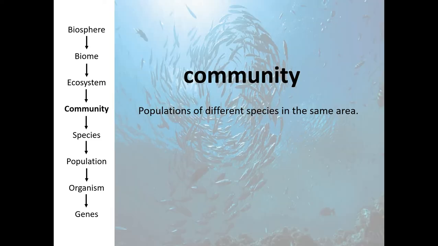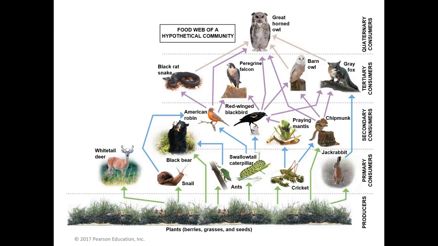Within ecosystems, we have communities, which are populations of different species in the same area. And so within these communities, we have food webs. And so this is kind of what we think about at this community level. We'll talk a little more about the flow of energy through an ecosystem, but this is an example of a food web. Vegetation is eaten by the primary consumers, which are then eaten by secondary consumers, tertiary consumers, quaternary consumers, and so on. And so this is what we talk about when we're talking about the community level.